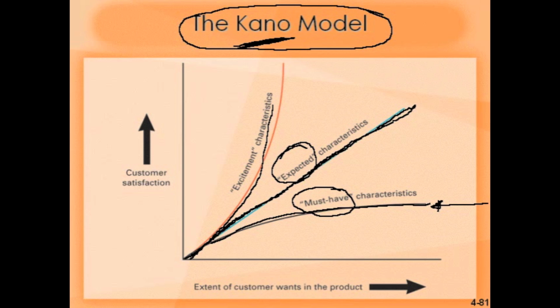So the problem with excitement characteristics is that after some time, those characteristics become must-have characteristics. Initially, it may excite you, but when it becomes a common feature, you see every phone has a camera, then it is a must-have. If it is not there, then you feel unhappy. But if it is there, who cares? So this is the Kano model, which is used by, I think, every design engineer, and obviously marketing, operations, everybody is involved while determining and classifying those characteristics into these three categories.